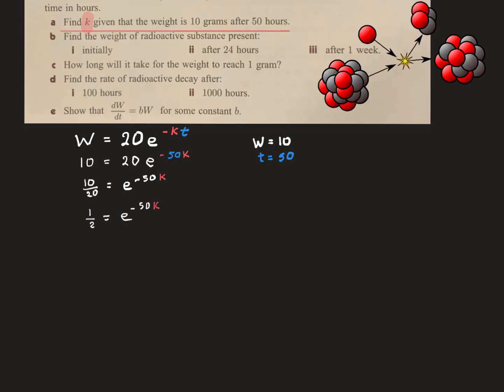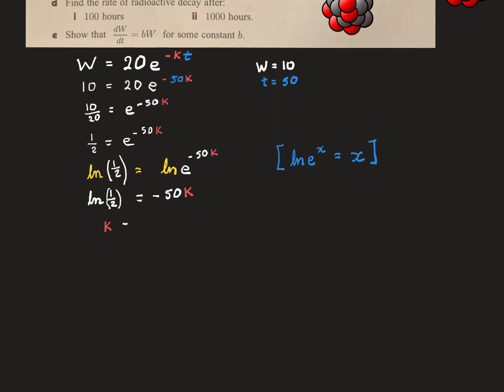So how to solve for k? Well, I'm going to ln both sides. And you remember that one of the laws says that ln e to the x is equal to x. So how does that fit in? That means that ln a half must be equal to just this exponent. And so it's fair to say that k would be equal to 1 over negative 50 ln a half.